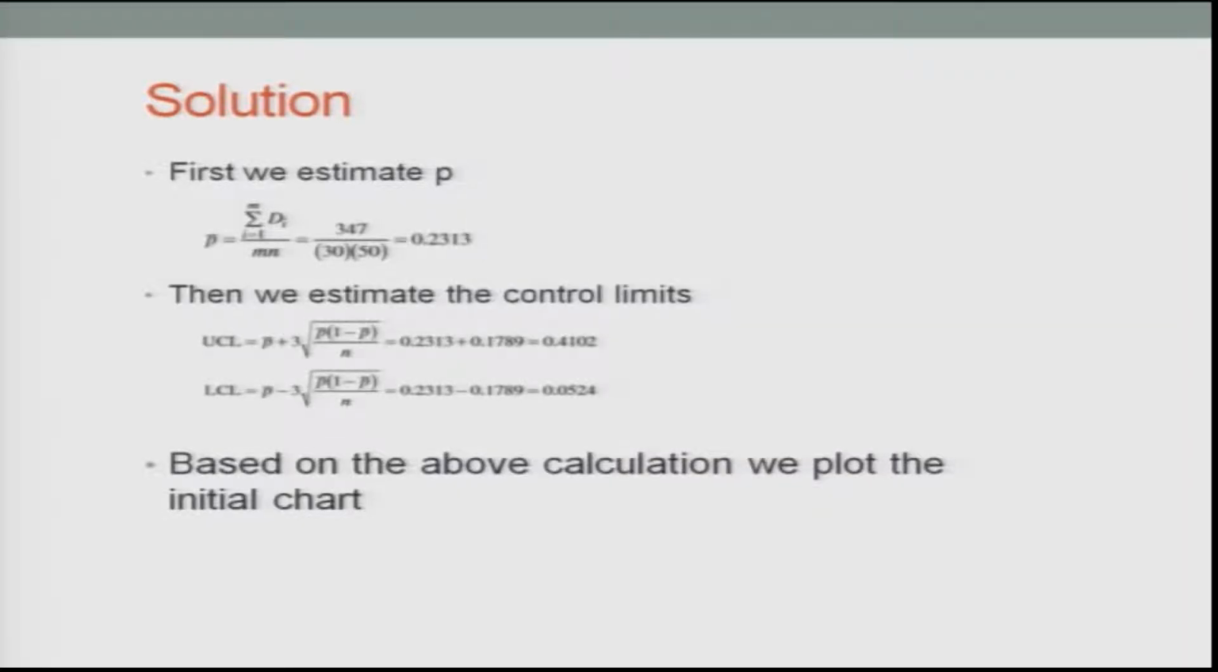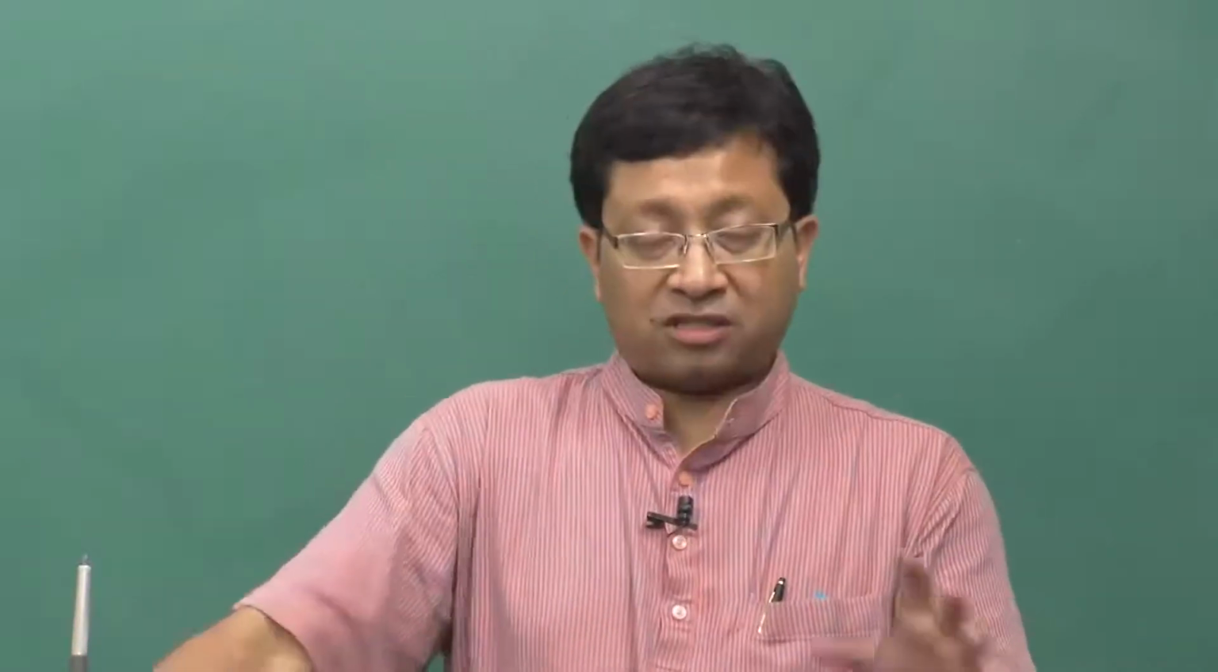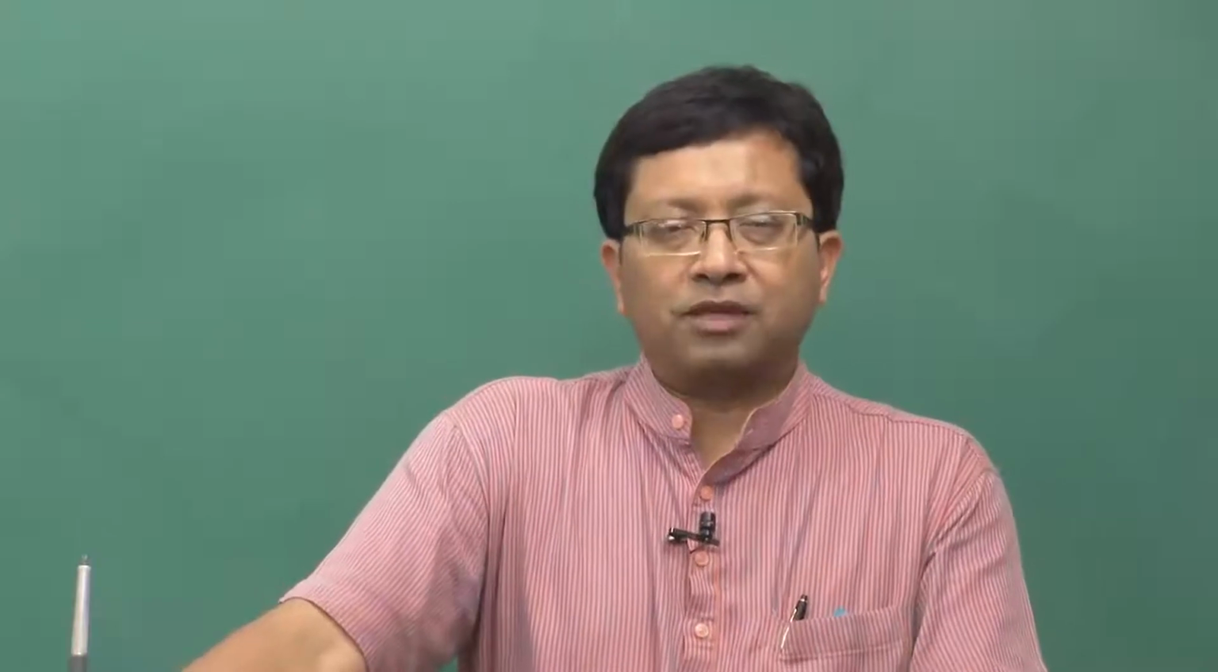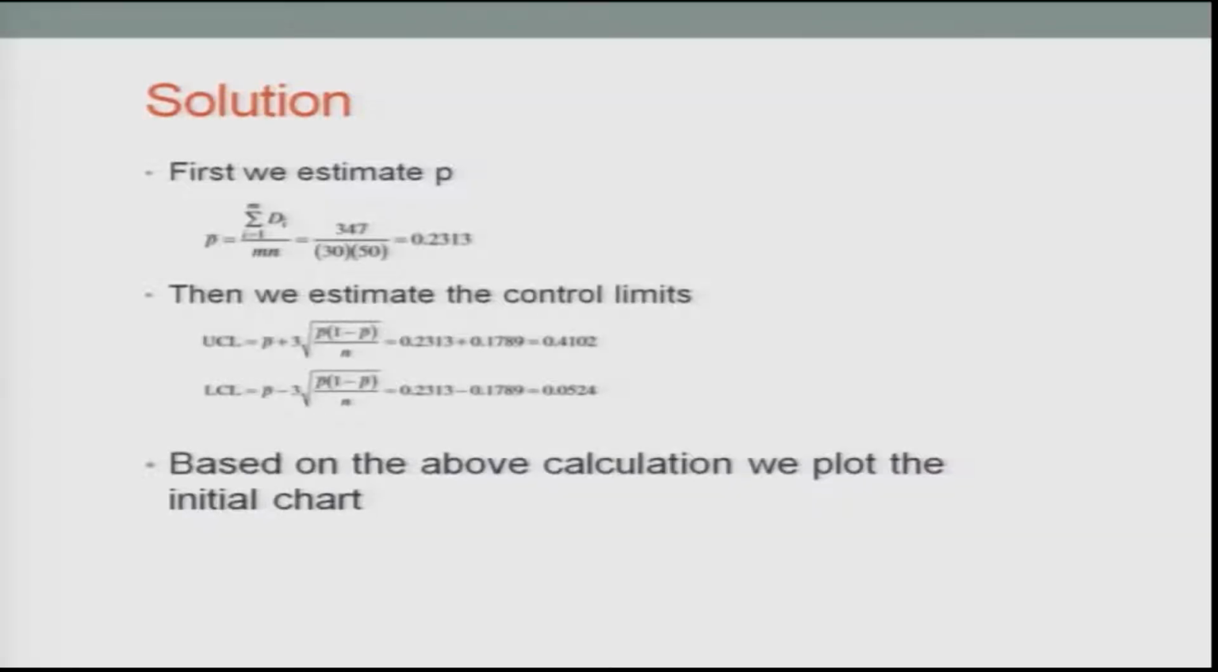So, in this problem we found out the total number defective was 347, and in each chunk you are taking 50 observations and such 30 sets of observations you took. So, obviously the overall proportion would be 347 divided by 1500, which comes out to be 0.2313. Then we estimate the control limits.